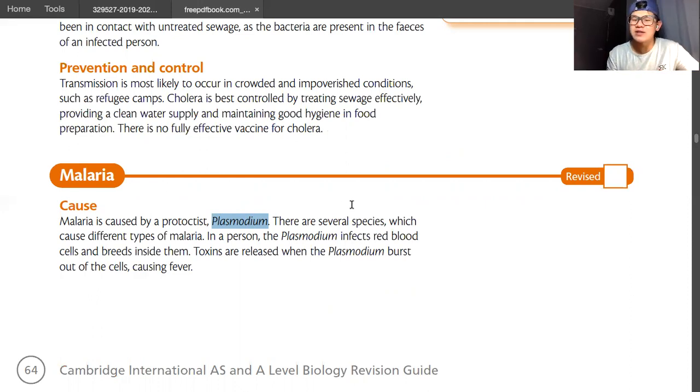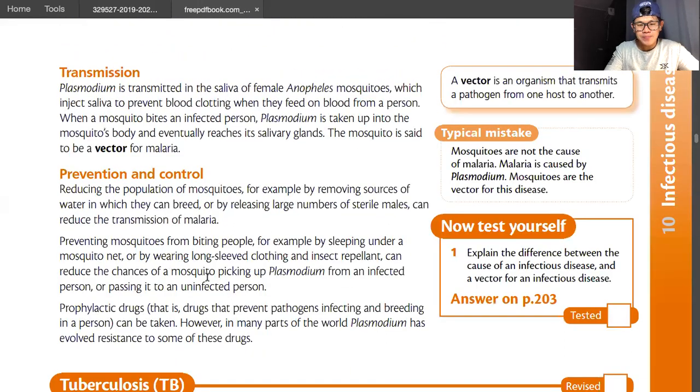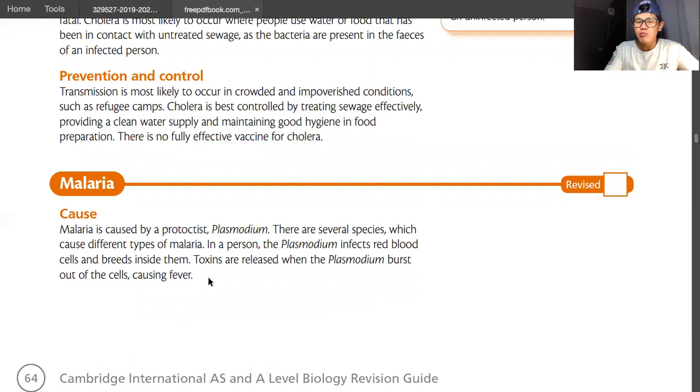As for species, they actually have different types. But it's enough for you to know that Plasmodium is causing malaria. Okay, so what do they do? How is the mode of action here? The Plasmodium infects the red blood cells and breeds inside them. Then toxins are released when the Plasmodium bursts out of the cells, causing fever. Okay, so that's how they work.